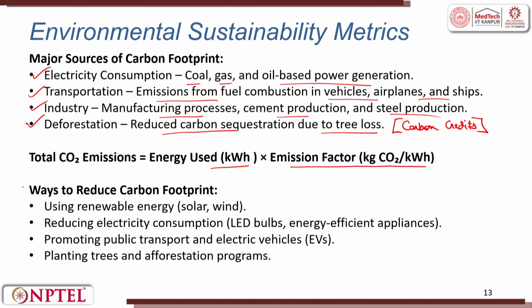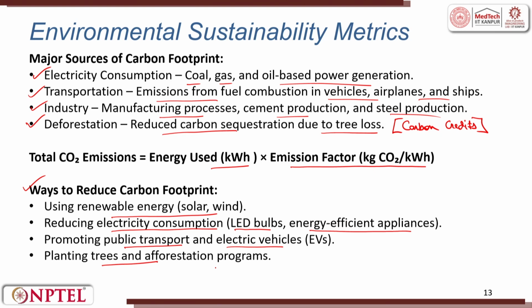So ways to reduce carbon footprint are using renewable sources of energy, solar, wind, geothermal, etc. Reducing electricity consumption, that is we might use LED bulbs which have lesser consumption. Energy efficient appliances, for example energy efficient motors, or maybe high star rating appliances. Promoting public transport and electric vehicles, for instance using a bus that could transport 30 people in a go rather than using 30 cars separately. Planting trees and afforestation programs.